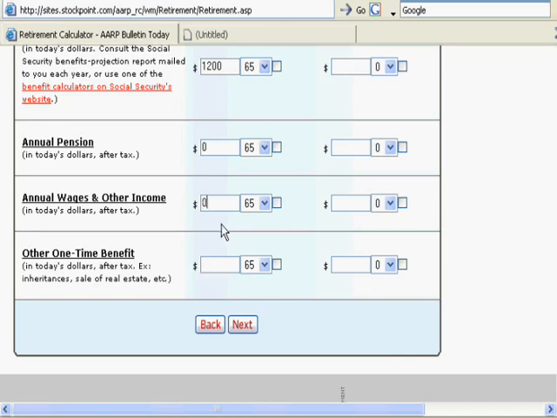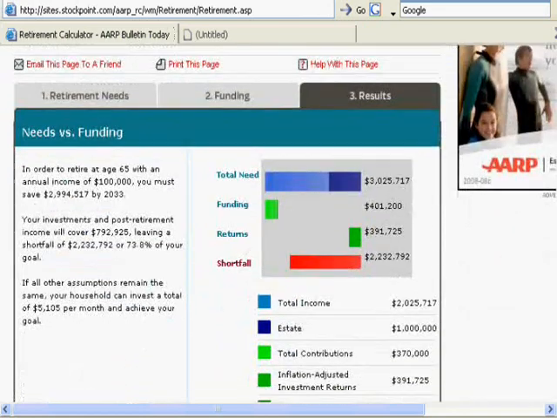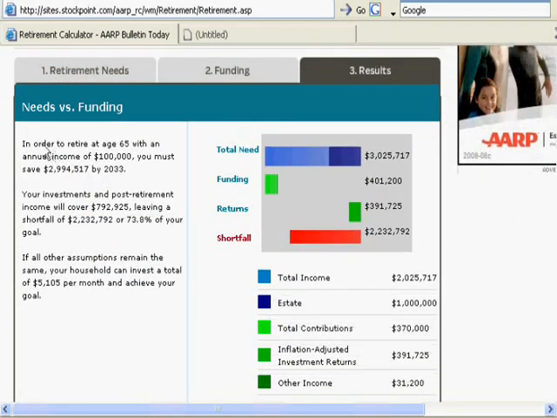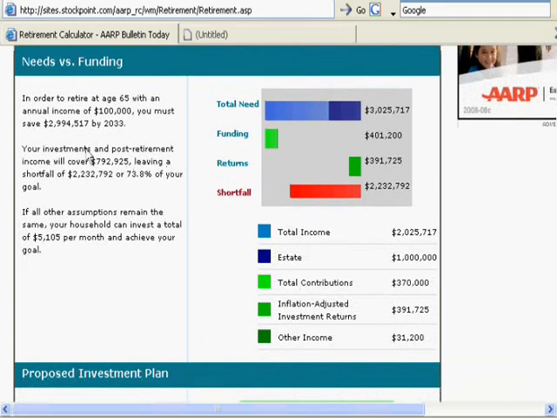I'm going to keep this simple. So it tells us that in order to retire at age 65 with an annual income of $100,000, you must save $2.9 million by 2033. And your investments and post-retirement income will cover $792,000, leaving a shortfall of $2.2 million, or 73.8% of your goal.